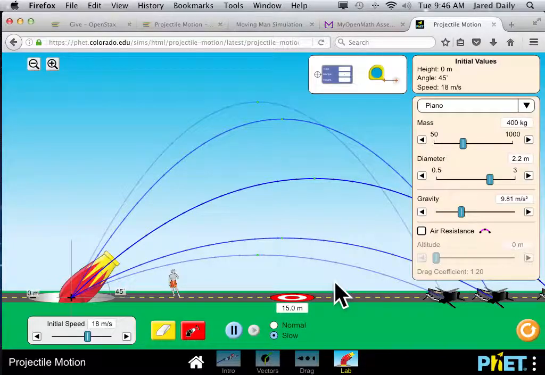Now, when there's air resistance, it's completely different. When there's air resistance, you have to shoot it a little further forward. So you have to lower your angle down. So it's usually closer to 40, 37 degrees, something like that. Because the longer it's in the air, the more the air resistance affects it.